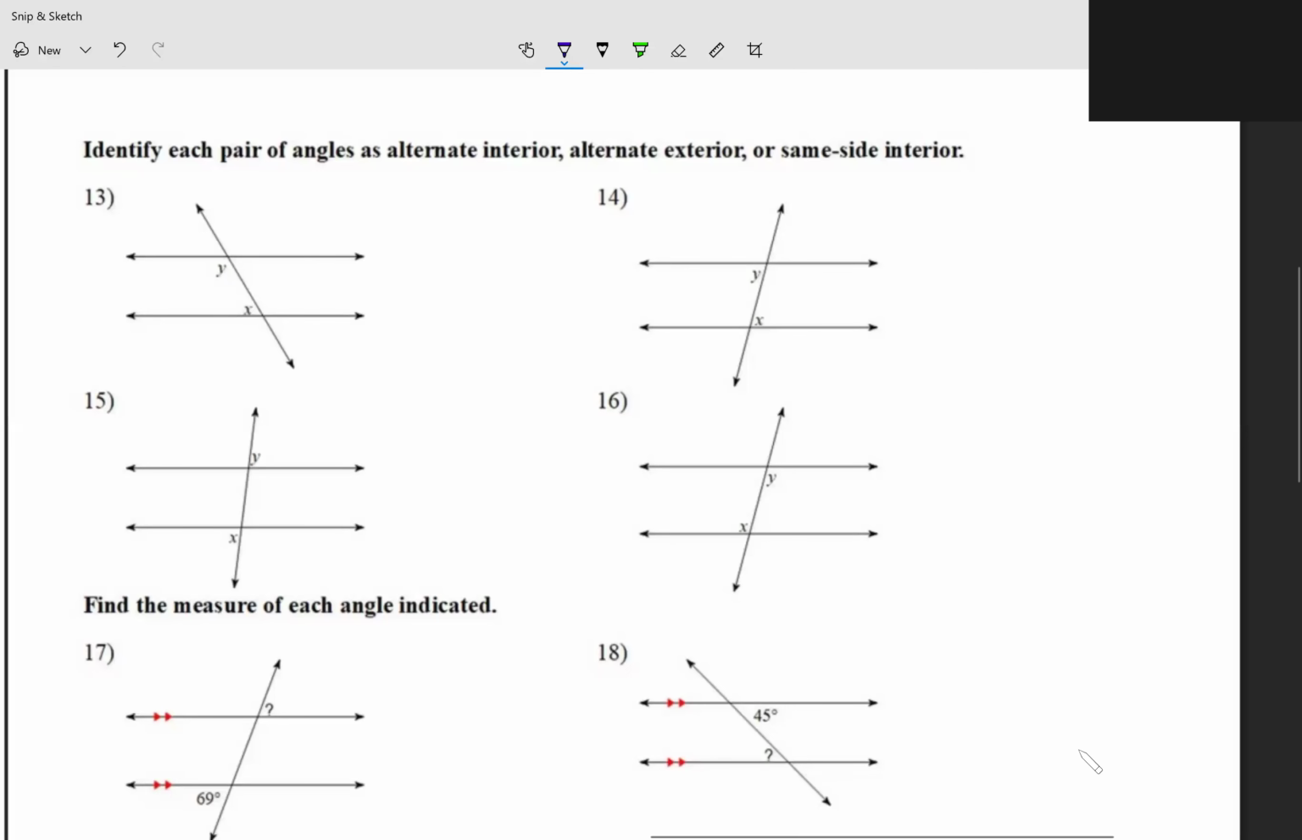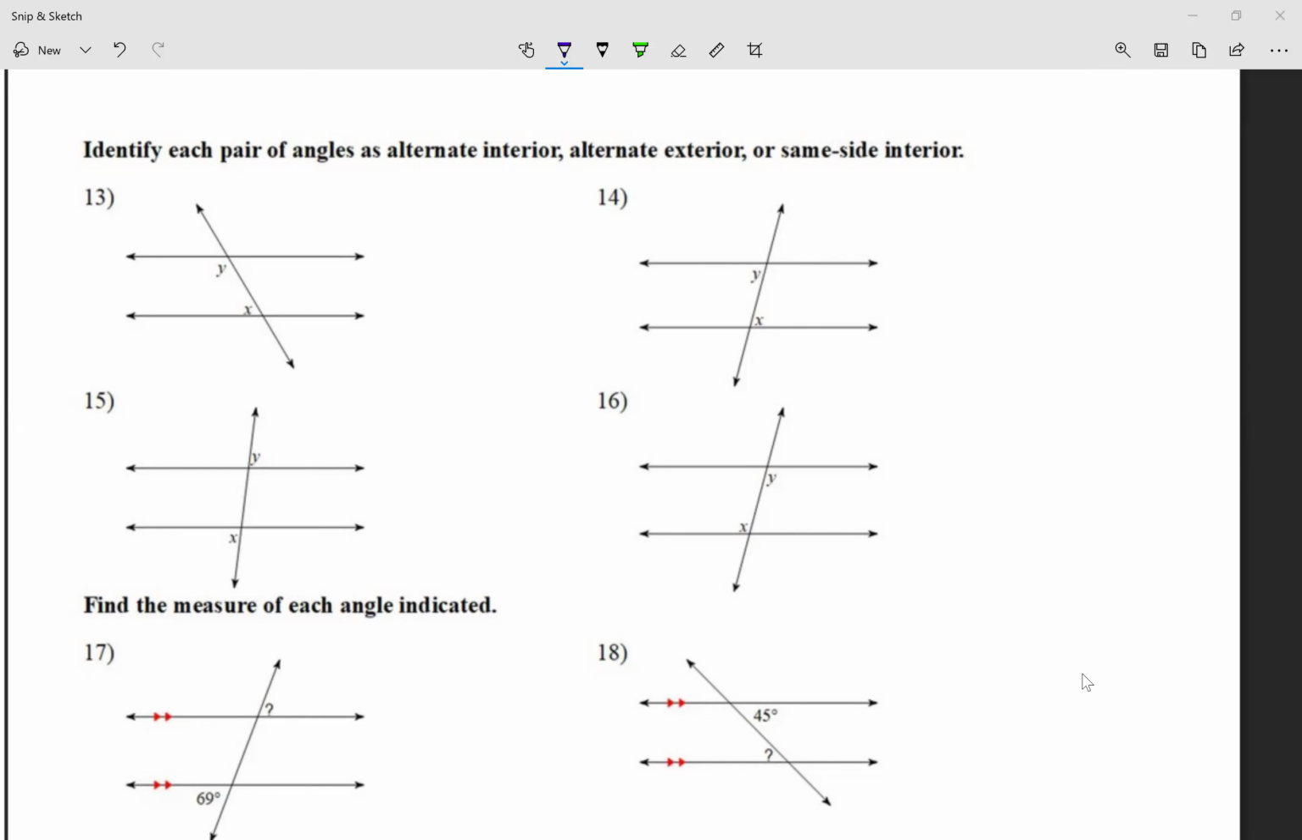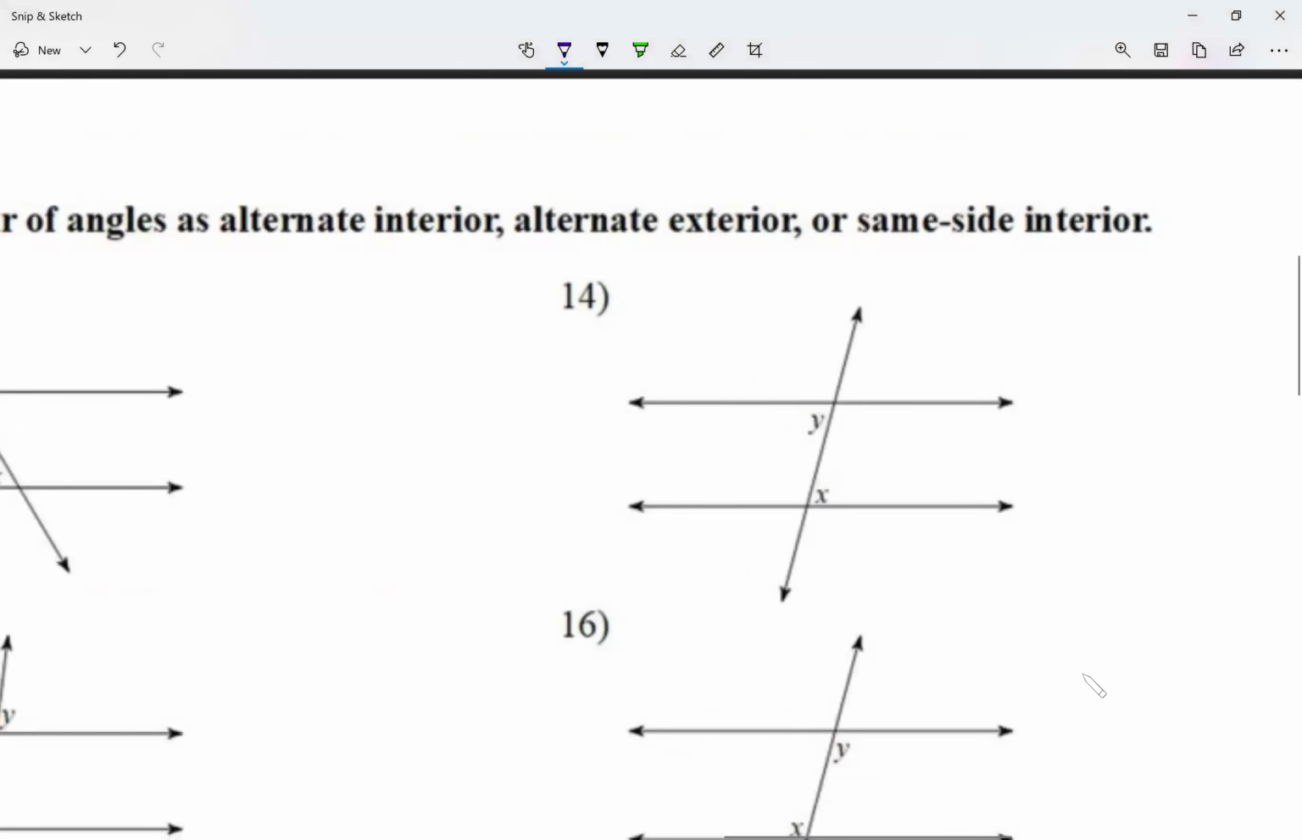Now let's talk about three new rules. We're going to talk about alternate interior. You guys can see my titles: alternate interior, alternate exterior, and same side interior. Okay, so yesterday we started talking about parallels and the transversal.